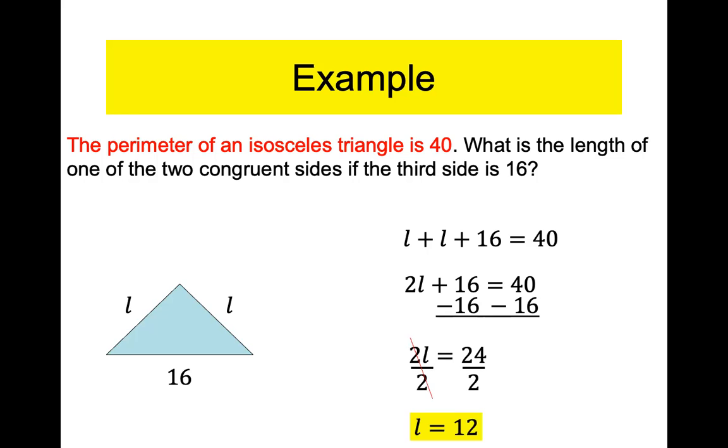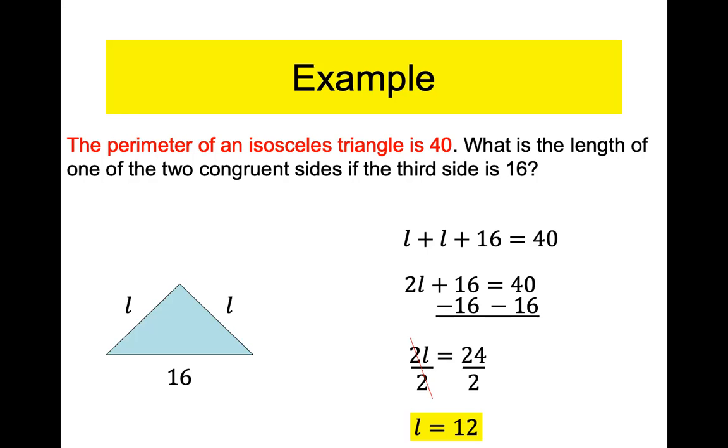And you are done, because that's what it said. What is the length of one of the sides? One of the sides is L, right? And we just figured out L is equal to 12. We're done. Are there any units here? There are no units, and if there were, they would be feet, centimeters, inches, that sort of thing.